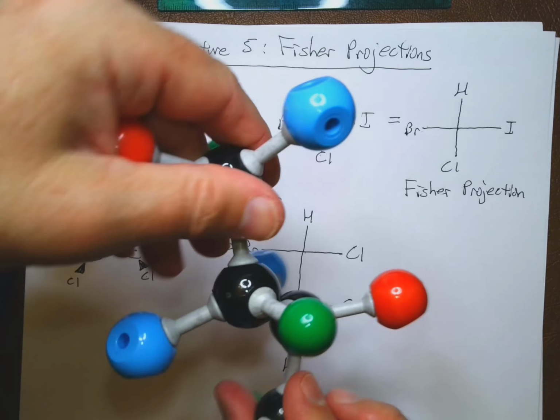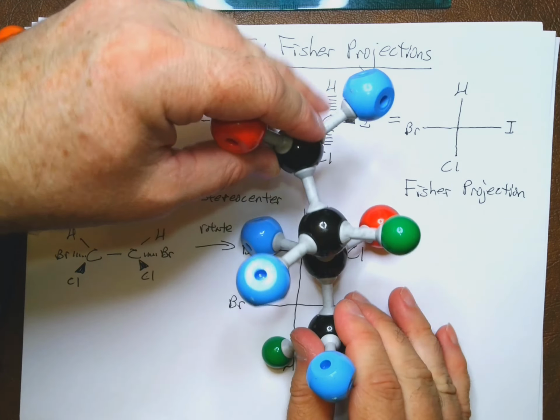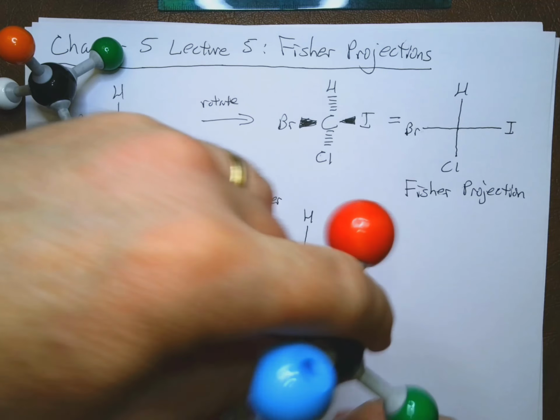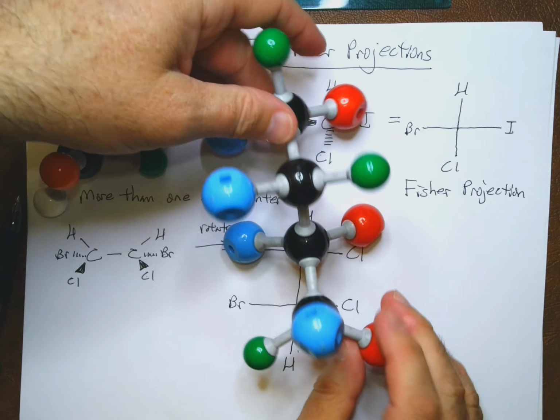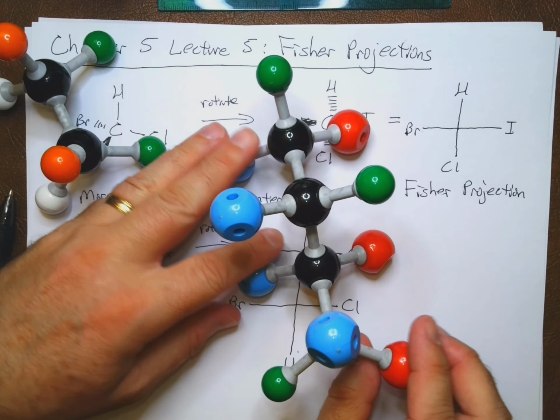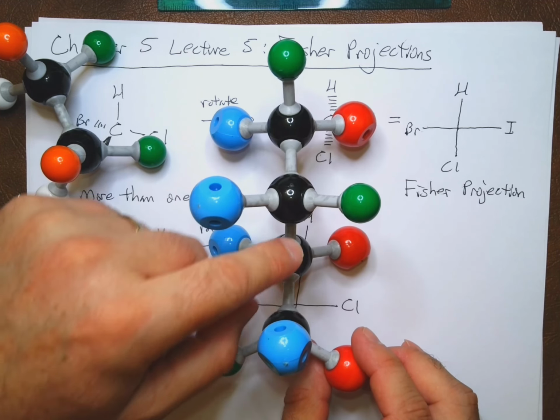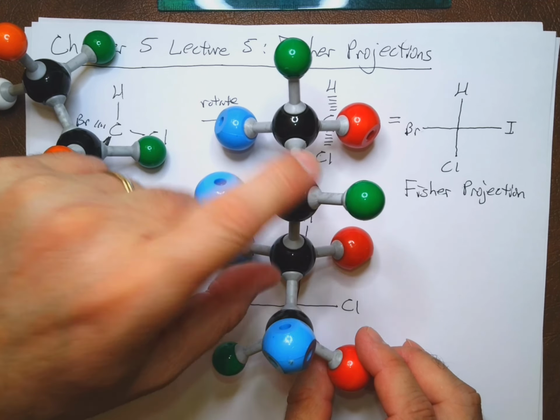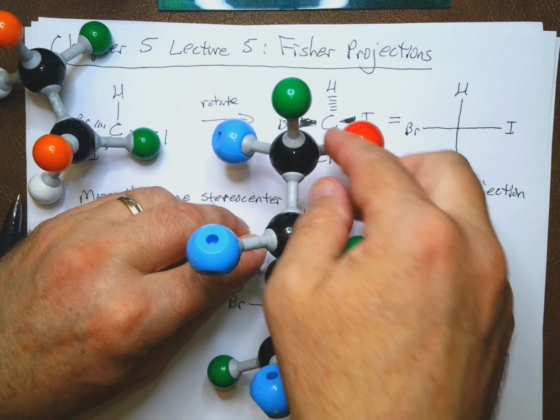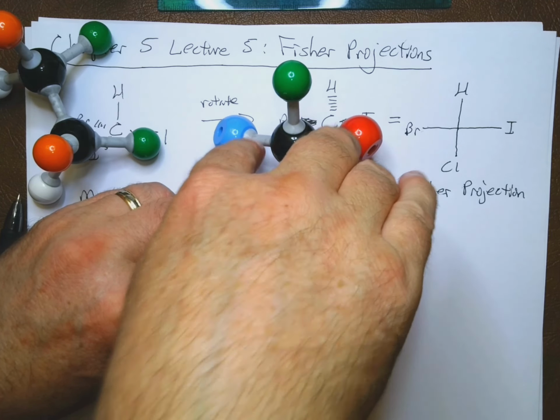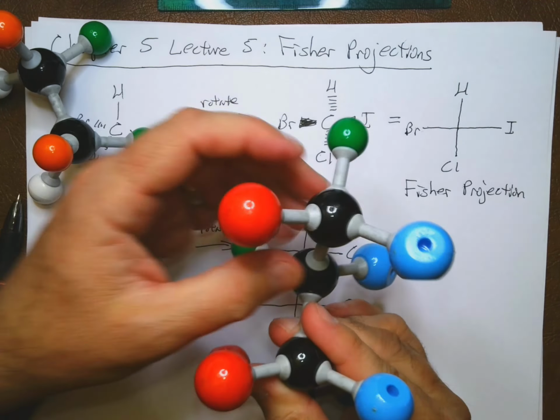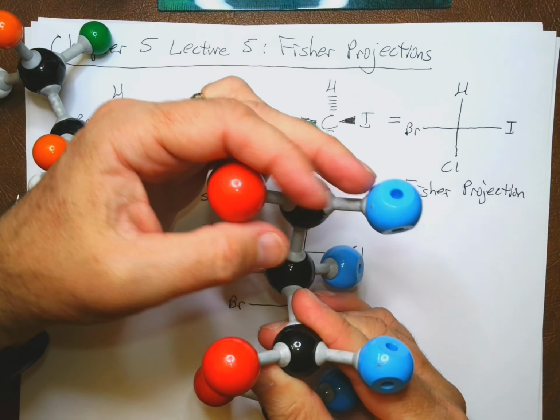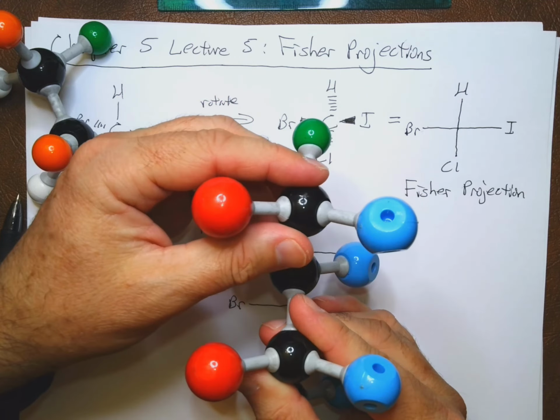Okay, it is tempting to say, all right, here is my staggered conformation. I'll just draw it like this. That would be wrong. Why? Well, look at the top carbon. The horizontal ones are going back. The definition of a Fischer projection, the horizontal ones come out towards you.